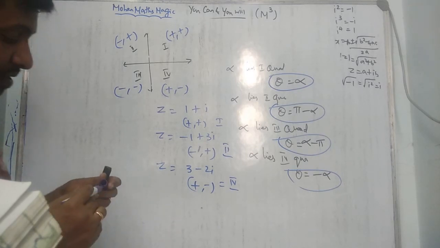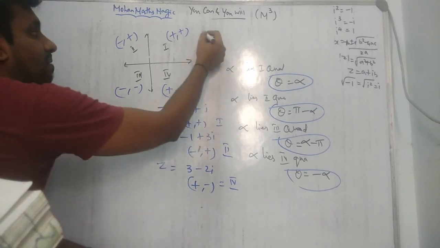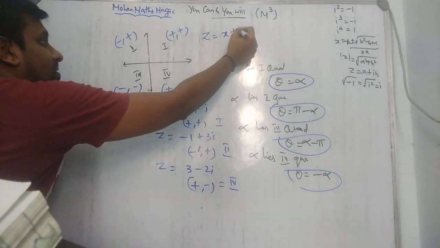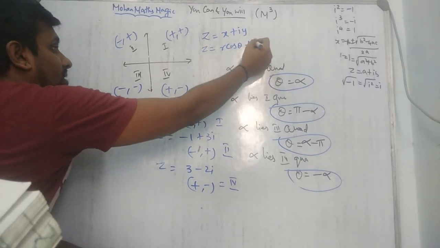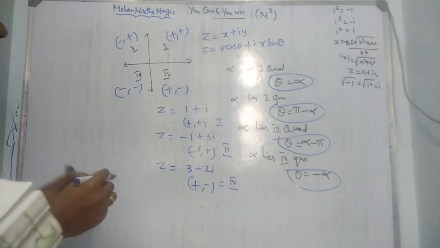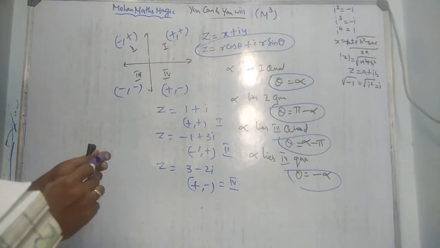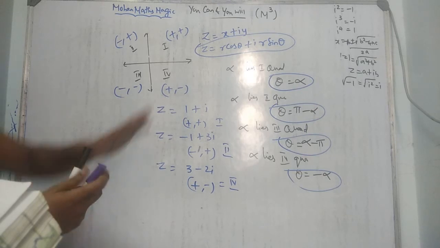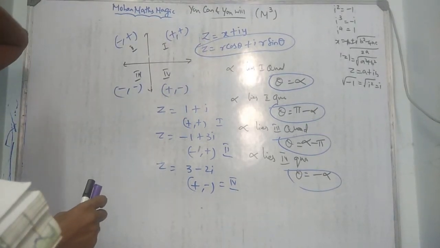Polar form, that is, any complex number z equal to x plus iy. x equal to r cos theta, y equal to r sin theta. So any complex number in the polar form is z equal to r cos theta plus i r sin theta. இதுக்கு பேர் தான் polar form. Am I clear? Polar form na z equal to r cos theta plus i r into sin theta.